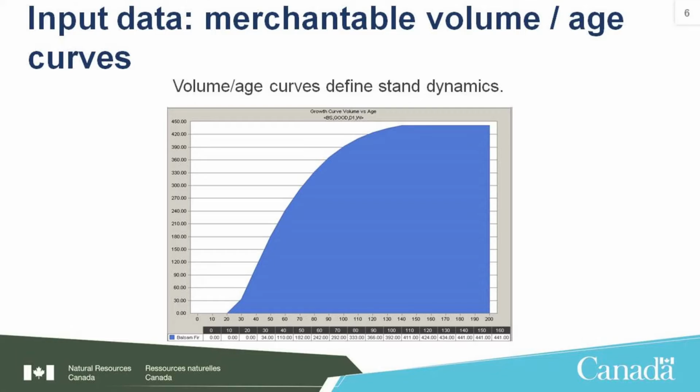Note that merchantable volume typically does not appear in a stand until after 10 to 30 years of growth, depending on the species and location. As such, assumptions need to be made about what happens between stand establishment and the first merchantable volume, and the model does this with an interpolation or smoothing algorithm.